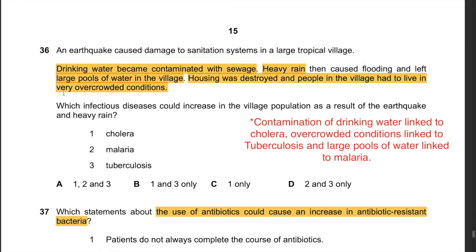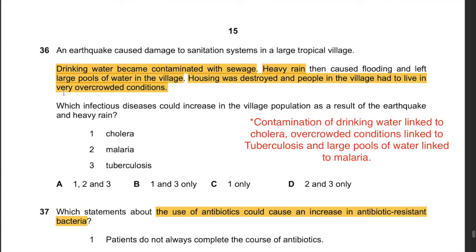Question 36. An earthquake caused damage to sanitation systems in a large tropical village. Drinking water became contaminated with sewage. Heavy rain then caused flooding and left large pools of water in the village. Housing was destroyed and people in the village had to live in very overcrowded conditions. Which infectious diseases could increase in the village population as a result of the earthquake and heavy rain? 1. Cholera, 2. Malaria, 3. Tuberculosis. So I have highlighted the key things over here.